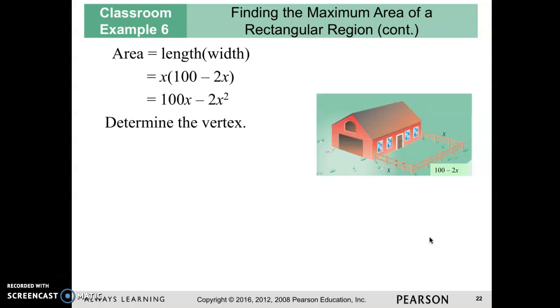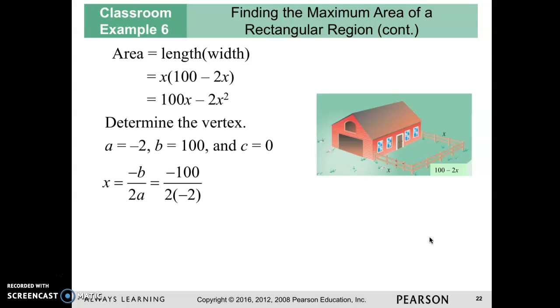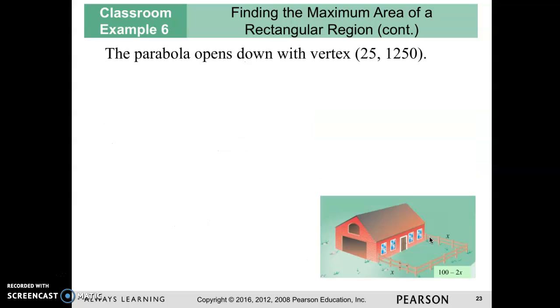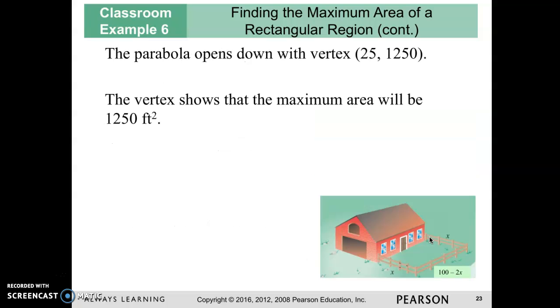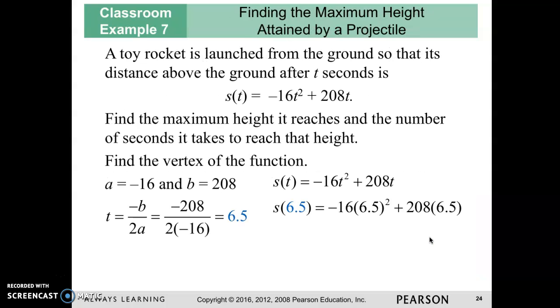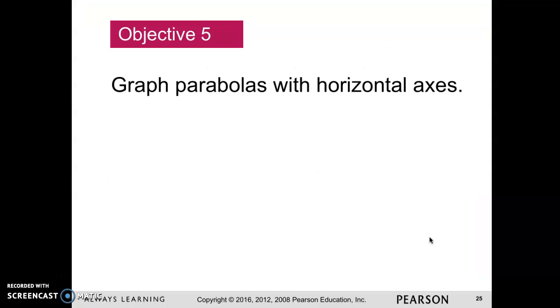So the area is always the length times the width, so it's going to be x times that. So therefore you're going to determine the vertex by the vertex rule. This is going to be the vertex, and then you're going to see how does the parabola open, down or up. It opens down in this case. So the maximum area will be 1,250 feet squared. So these are just typical application problems so that you could actually go through yourself as well if you want to know more about applications.